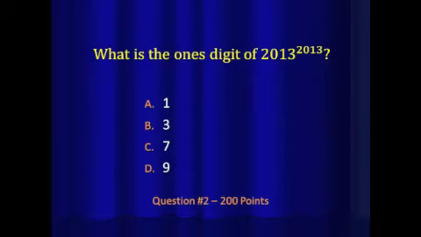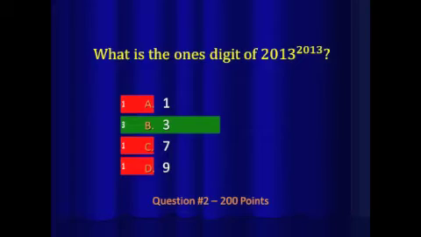What is the ones or units digit of 2013 to the 2013th power? Is it 1, 3, 7, or 9? We'll see what the correct answer is. Ooh, it did turn out to be 3. 3 people got it right. Who got it right? All right, Francis.